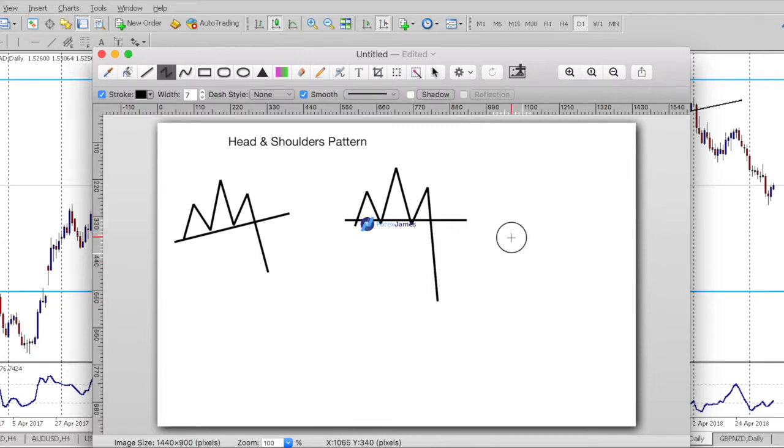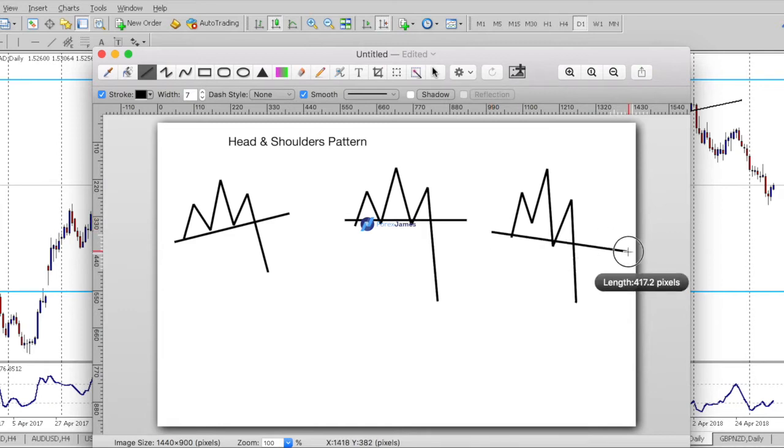Another one here. Okay, also a diagonal neckline, but it's tilted to the downside. So the patterns may vary slightly, but they all convey the same meaning, which is exhaustion and a change of direction. That means a new opposing force is going to take over the markets.